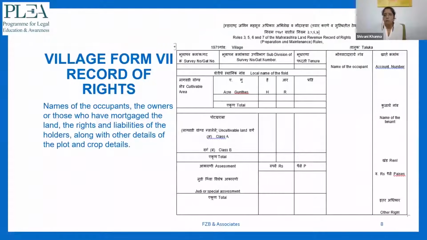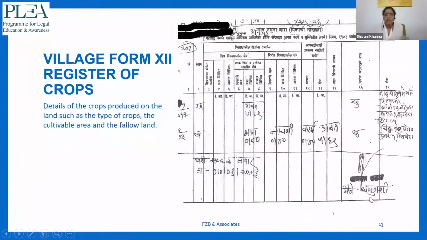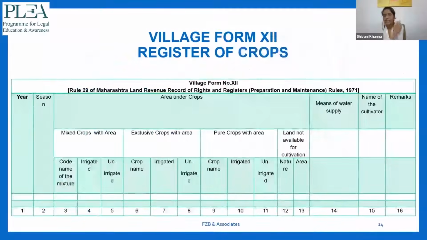And one of the most important is this other rights column. So what happens is if there is any encumbrance on the property, or if there is any charge of the bank, that all gets recorded in the other rights column. Next, we come to the register of crops, that is form 12. This register of crops will give you the details of the crops that are grown on the land and the means of growing the same, that is the means of water supply, who is the cultivator, what seasonal crops they are. That you get from village form 12.